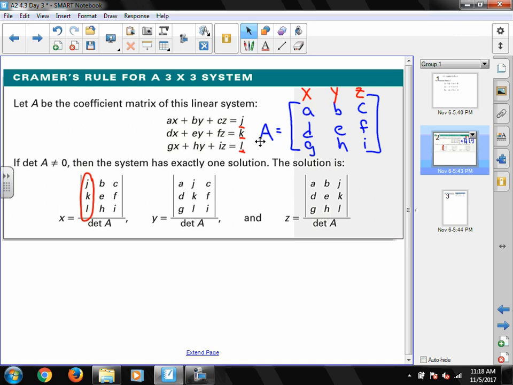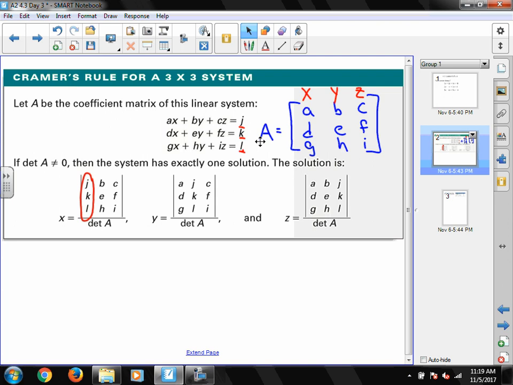Then to find Y, we keep the X values in, we replace the Y coefficients, and we keep the Z's. Find the determinant of that matrix, divide it by the determinant of our coefficient matrix A, and Z. Hopefully you guys see a pattern here. We're going to take out the Z values, leave X and Y alone from A, find the determinant of this new matrix that we've created, and divide it by the determinant of A. So not much has really changed. It's really the same process. It's just finding that determinant is going to be a little longer because it's a 3x3 and not a 2x2.